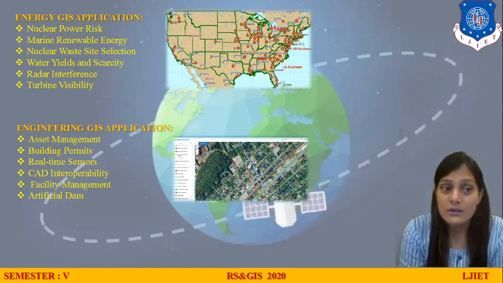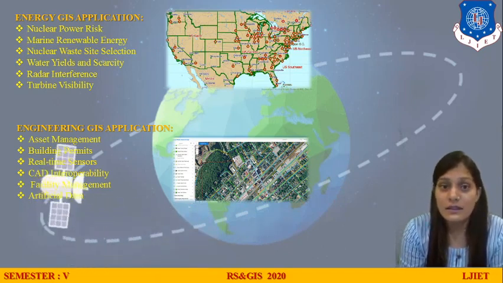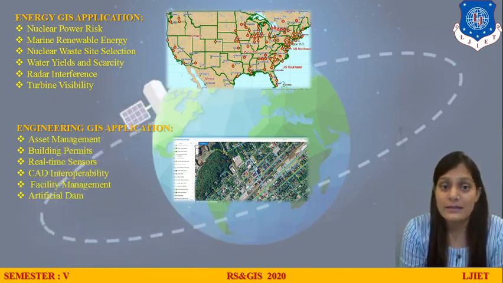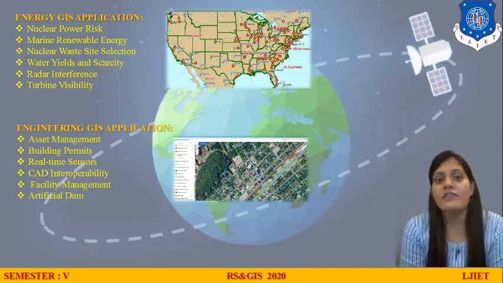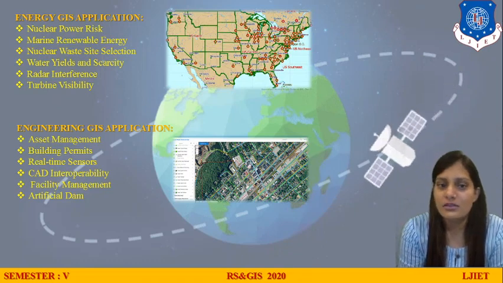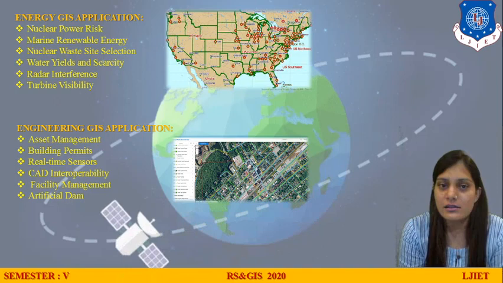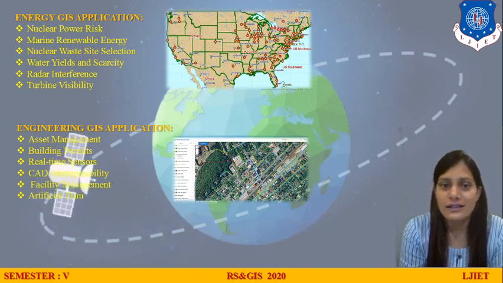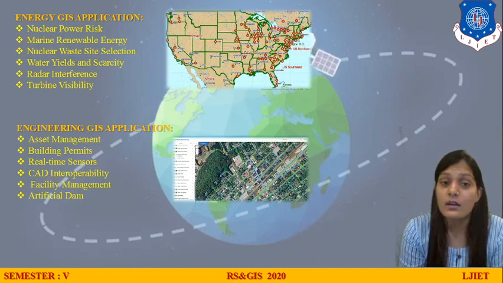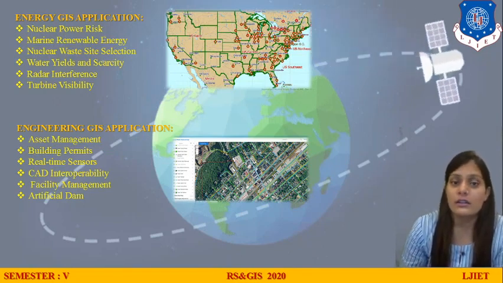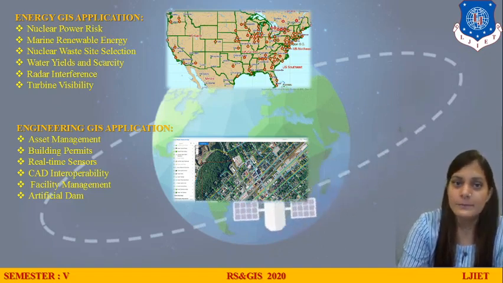What are the renewable sources of energy? What are the radar interfaces? What is the turbine visibility in hydro power plants? So we can analyze that by using GIS technologies. Even we have the engineering applications that are very much used in day-to-day life. We are modeling, we have the AutoCAD data. As civil engineers, we all know that we use much AutoCAD data, so that AutoCAD data can be used in many other ways. We can even save the AutoCAD data into GIS, and we can use many other applications with it, right?